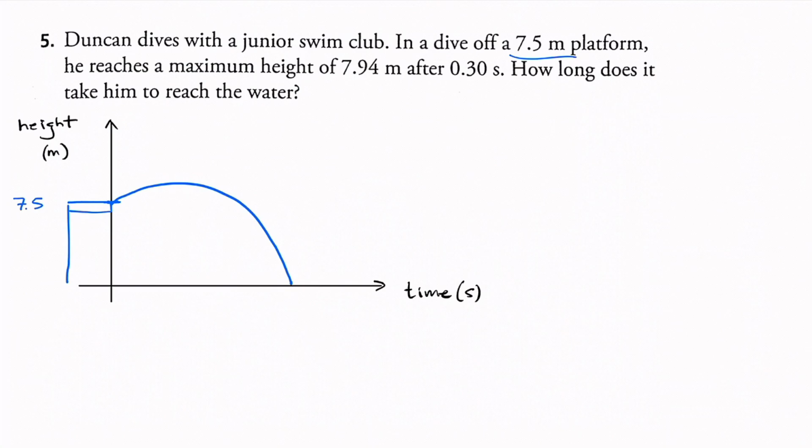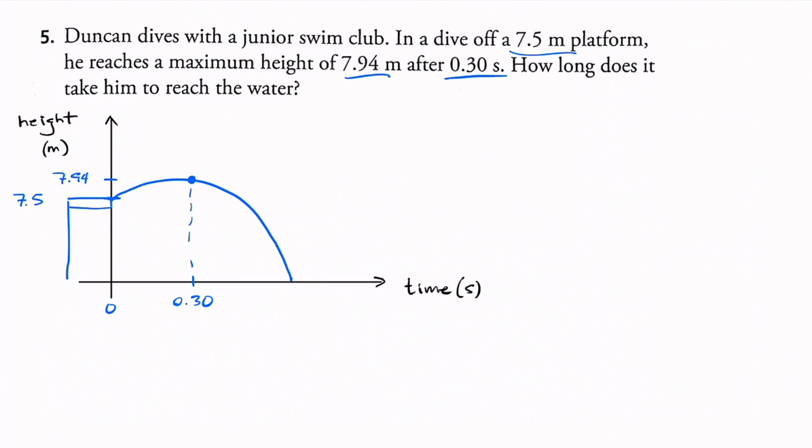And it said he reached a maximum height of 7.94 meters. So his max height is right there, and that's going to be at 7.94. So he went up just a little bit from where he began. And that occurred 0.3 seconds after he jumped. So this would be 0, and after 0.30 seconds, that's when he got to that max height. So that point is at 0.30. That's the x, or the independent variable, and then the height was 7.94.